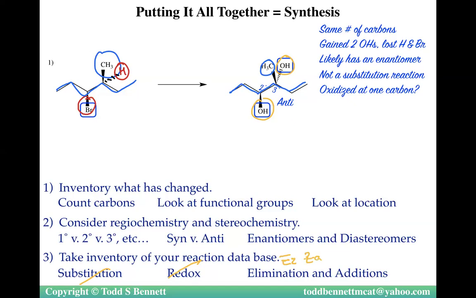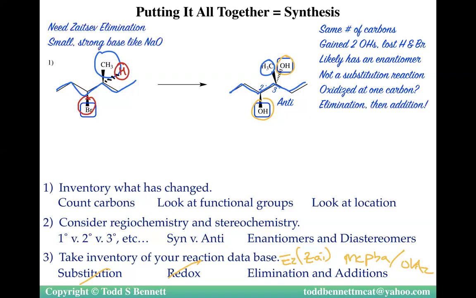So E2. In addition, we're doing peroxide. Actually, sorry, we're doing MCPBA. We're doing peroxy acid, followed by H3O+, and then whatever conditions we need with it. So we need Zaitsev elimination, so we need a small, strong base. So step 1 is NaOEt.